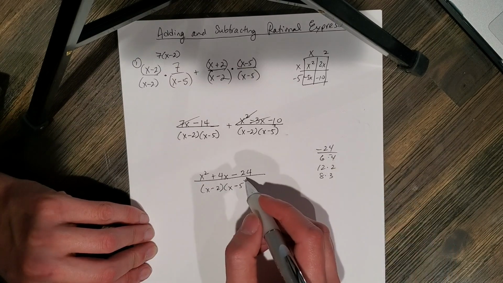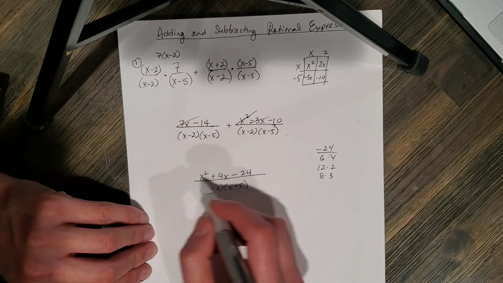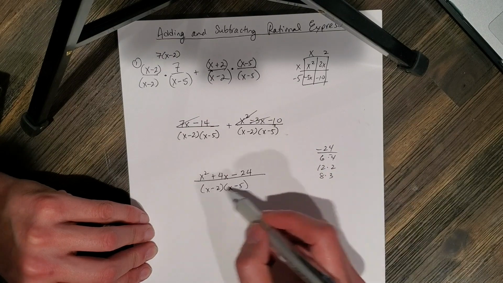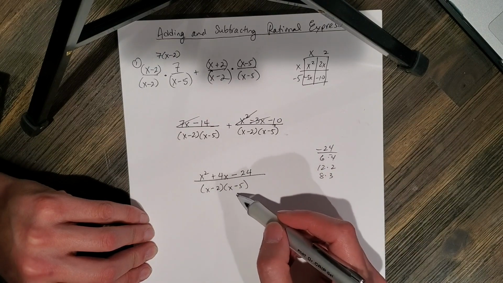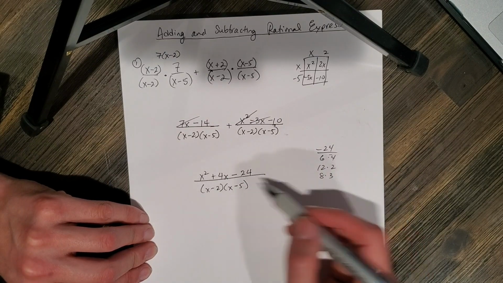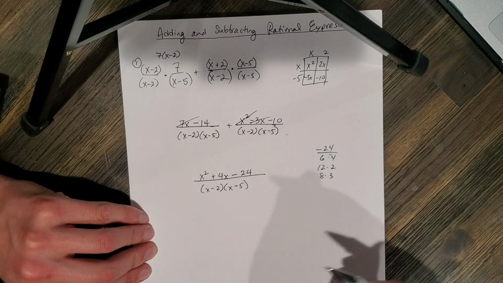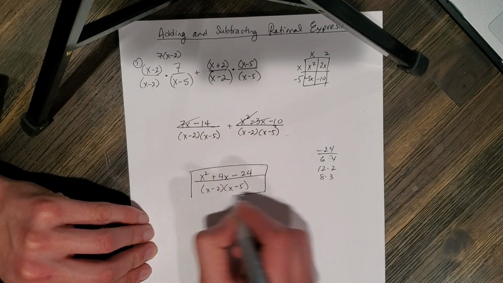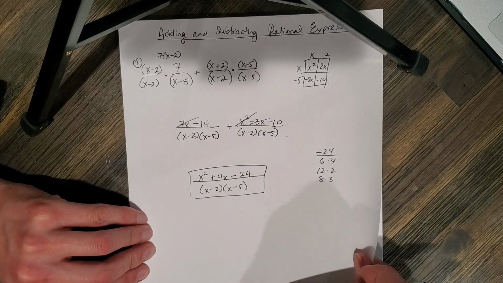Okay. So that means that this is my answer. If I can't factor this, then I have to leave it that way, and I can't cancel out an x minus 2 or an x minus 5 with the top because there isn't any of those on top. Okay, so that means this is my final answer.